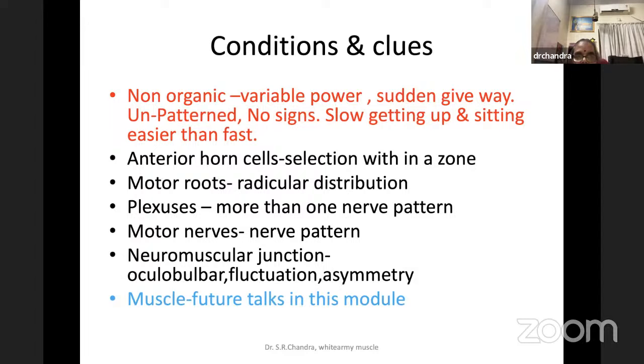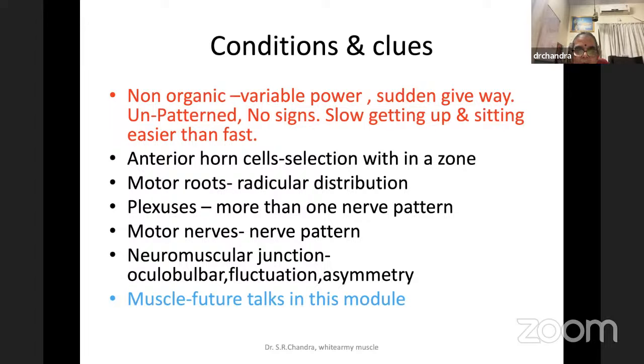Whereas in anterior horn cell disease, it is a motor unit. We saw what is a motor unit. Motor unit is not the number of fibers in a root. It is the one anterior horn cell, its axon, and the number of muscle fibers it supplies that forms the motor unit. So in anterior horn cell disease, it is the motor unit that becomes sick. So all the muscles that come out through your root will not be affected.